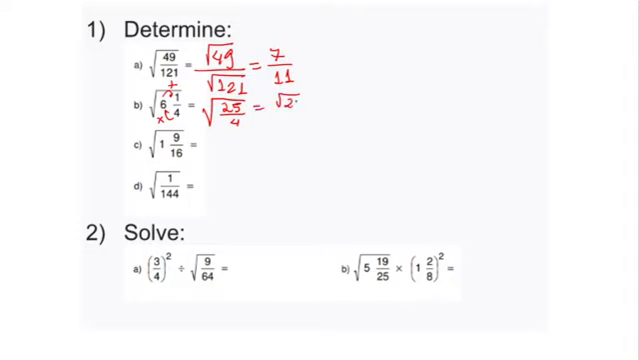So 25 square root over 4. 5 over 2. 16 plus 5 is 25 over 16. And the square root of it is 5 over 4. Here, the square root of 1 is 1. The square root of 144 is 12.